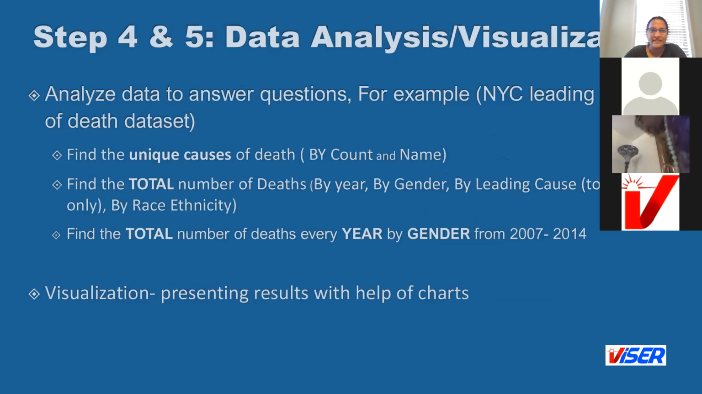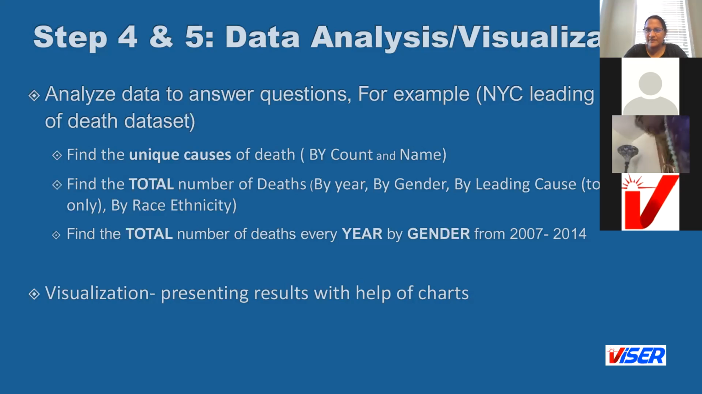Steps 4 and 5, analyze data. And I have given you, for example, the file which I have mentioned. It has 7 columns, New York City leading causes of deaths. Now, let me give you a background of this data set. It gives you the leading causes of deaths from 2007 to 2014 in New York City.